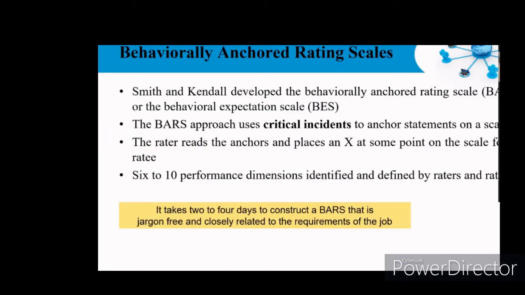Improvement in that critical incident technique, they started putting some ratings to the kind of behavior around that critical incident. So behaviorally anchored rating scale was formed. It is also commonly called BARS, which is Smith and Kendall are the two people who developed the behaviorally anchored rating scale. It uses critical incidents. So you have to have the critical incidents in place and to anchor statements on a scale.